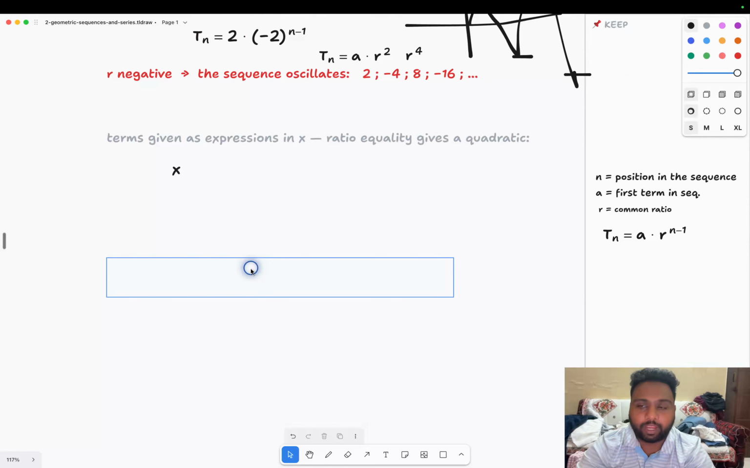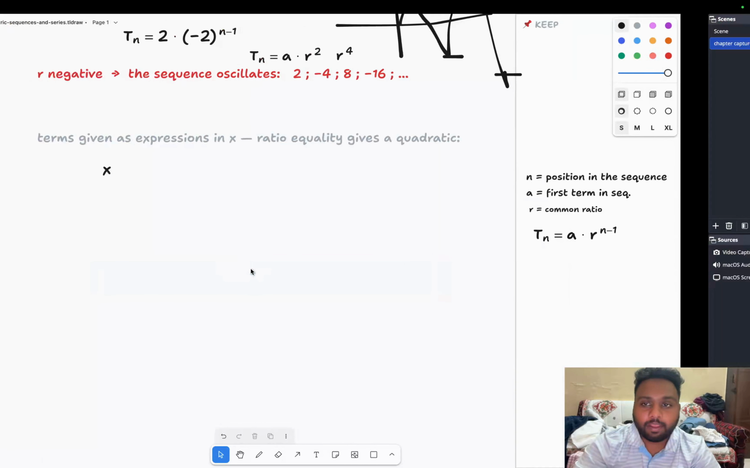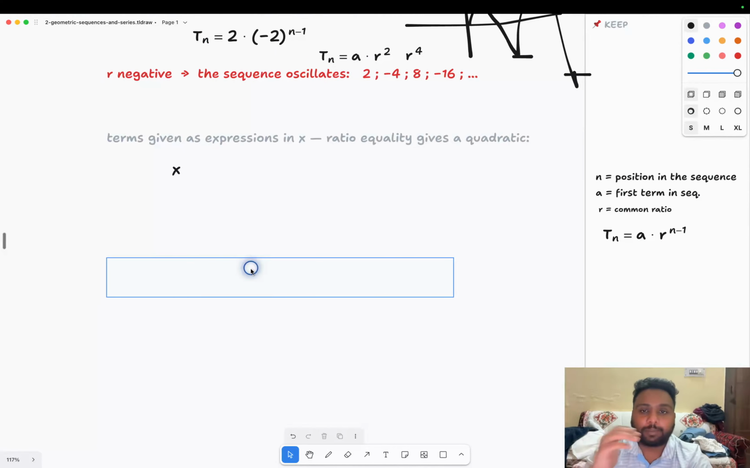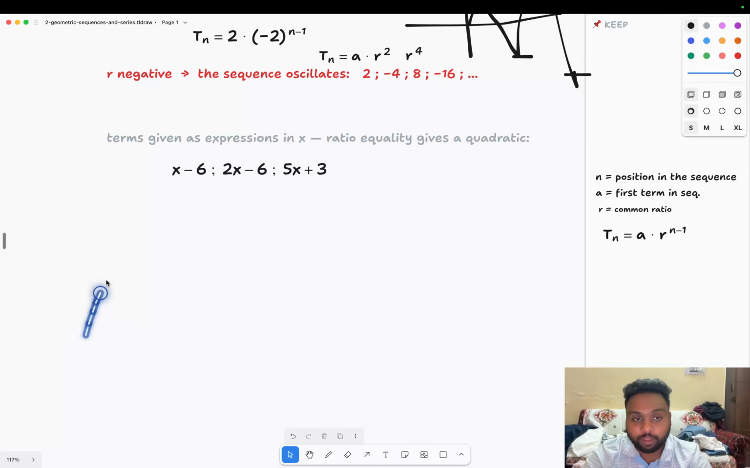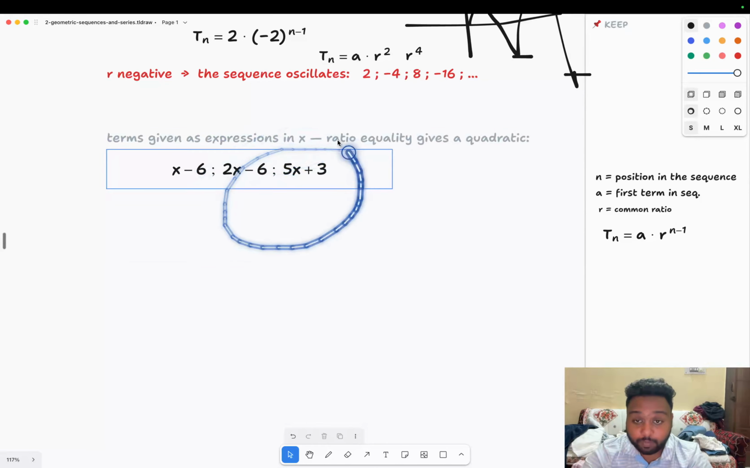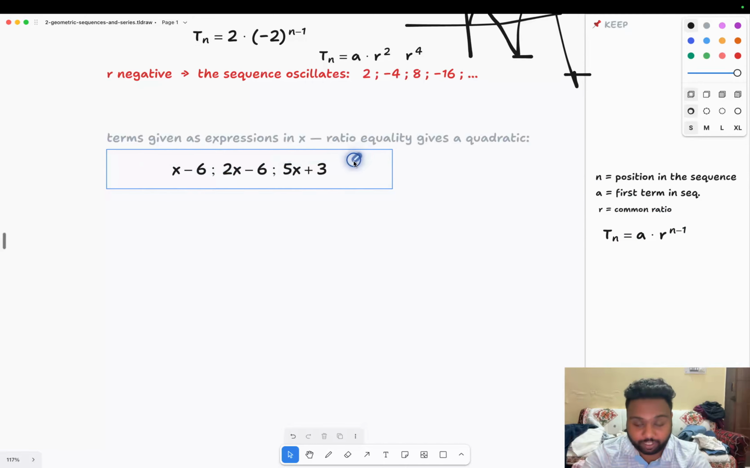Okay, so we are going to look at the next type of questions now. These are the type of questions where the terms of the geometric sequence will be given to us in terms of x. So in the questions, it will be given to us that our sequence looks like this. The first term, the second term, and the third term of the sequence are given to us in terms of x. Instead of giving us the value of a, r, or anything else, it has been given to us in terms of x.